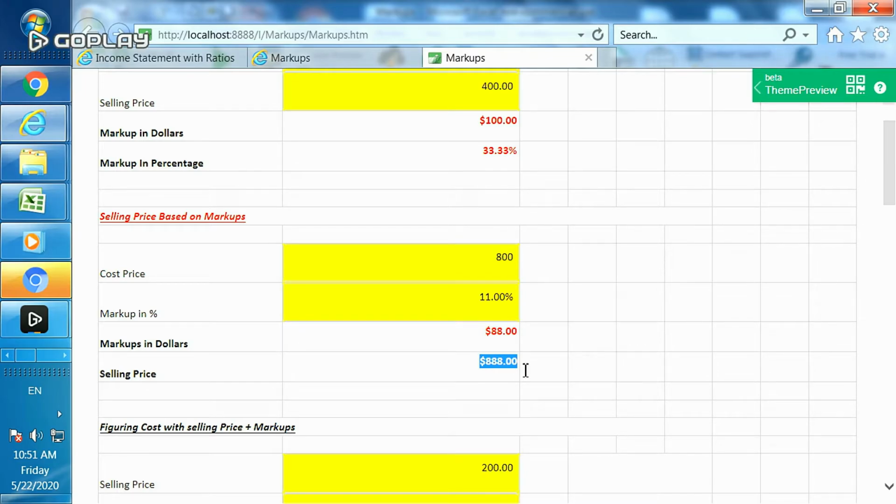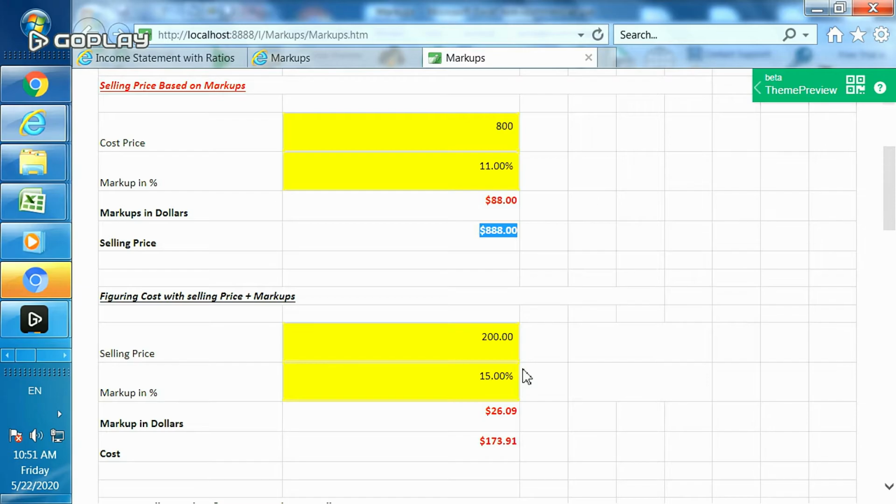Apart from that, if you're a business owner and you have spoiled inventory, once you remove that inventory, you would like to know what the markup on the rest of your inventory should be for you to arrive at a certain profit. This calculator can find that out for you.